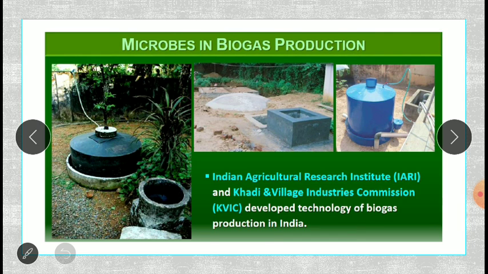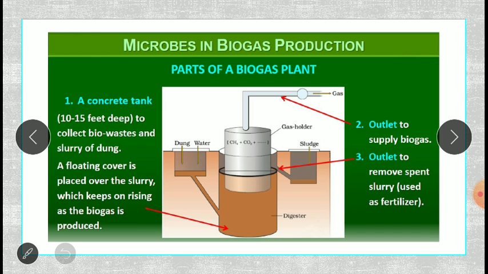So in this manner, we can see that the biogas tank is going to be made up of a concrete tank with a floating cover, with the outlets for the gas and the outlet for the used slurry, and there is going to be a small tank wherein the water and the dung is going to be added to the digester where the gas is produced.